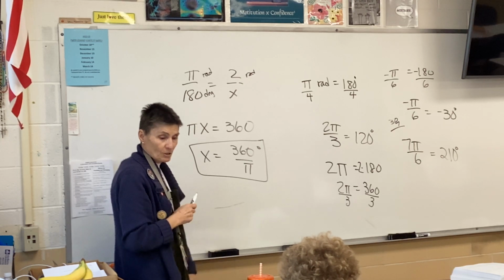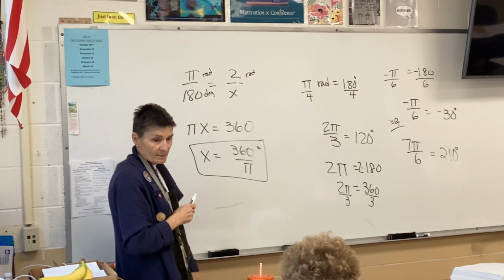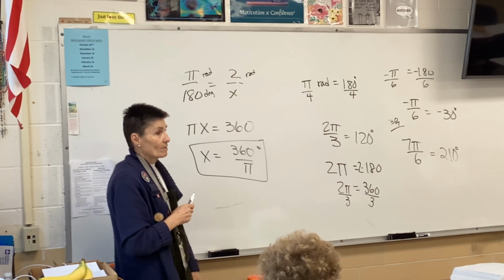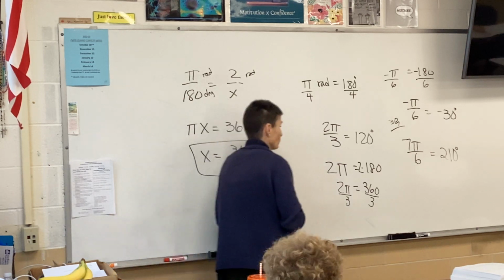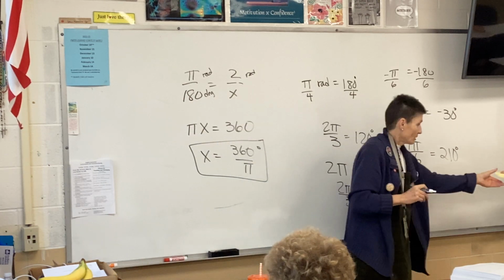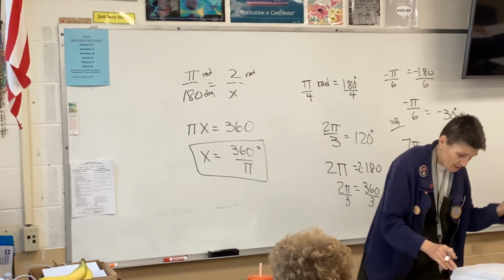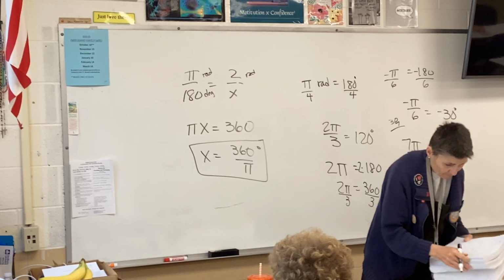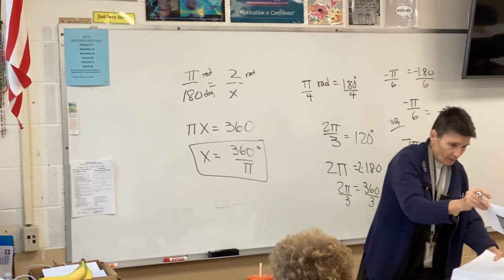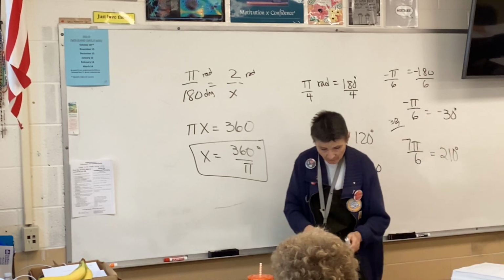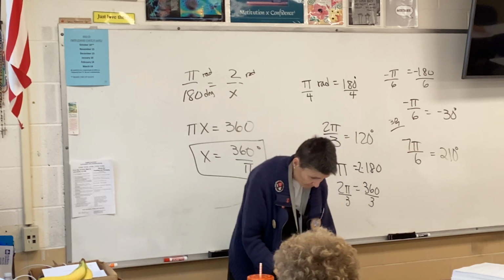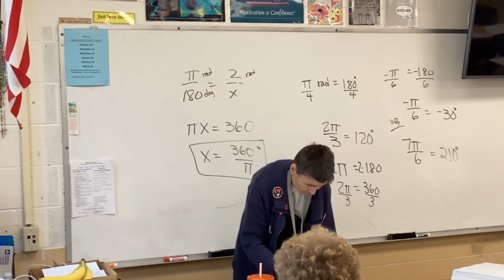All right, and F is a no-brainer. How many degrees is pi radians? 180. Yeah, pi is 180, we know that. So we're all set here. Okay. Wait, there's one more. There we go.